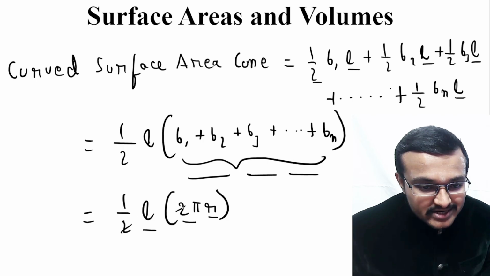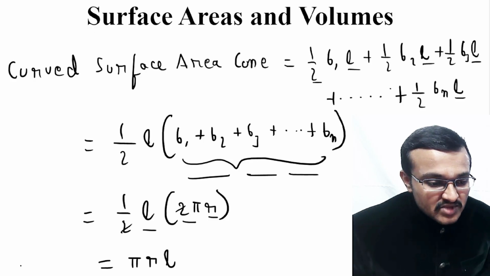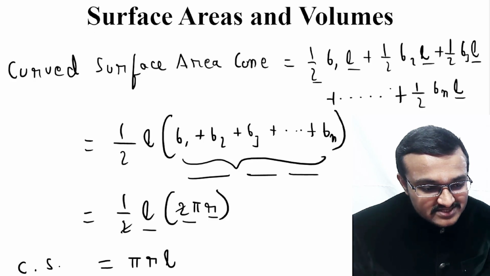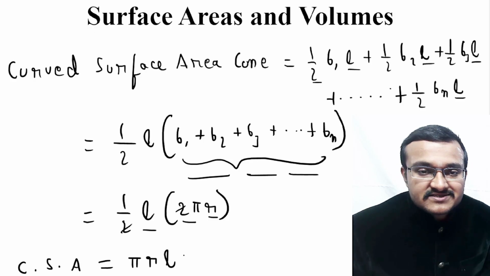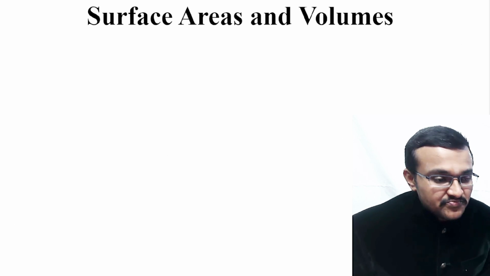Here 2 and 2 get cancelled with each other. So what will be remaining? Pi r into L will be remaining. The curved surface area is known as CSA. So CSA is equal to pi r L for a right circular cone.